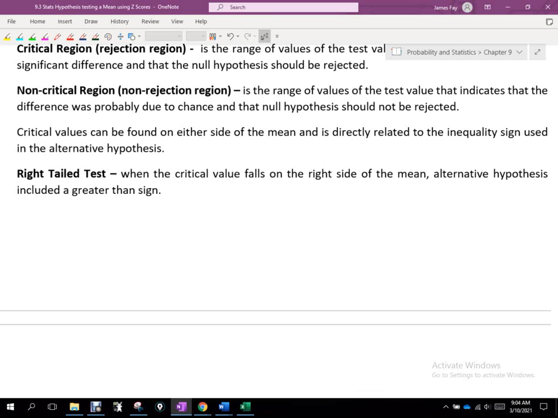So when we look at this, we'll just draw a quick normal distribution here. Here's our mean, and that mean right there is our hypothesized mean. That's the null hypothesis. The critical region, in a right-tailed test, would be this area over here. Does that make sense? That area over there is the critical region.